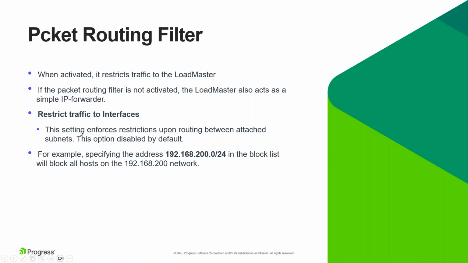Now, the next part, once you have it enabled, you can enforce restrictions for the routing. So for example, if I say I don't want to allow any more IPs out of the network 192.168.200.0, so I'm now blocking the entire network. Okay, so any client out of that network cannot access. All right. So that's how the packet routing filter works. I will demo that to you in a few minutes.